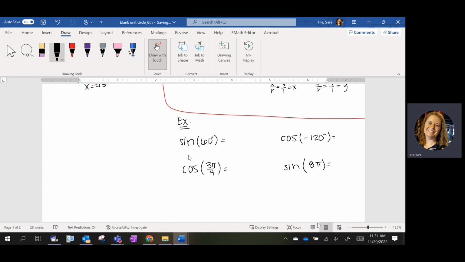If you're asked for sine or cosine of an angle, and it's an angle on the unit circle, it doesn't matter if it's given in radians or degrees, as long as it's an angle that you've filled in on the unit circle, you should know the answer by looking at your circle. So for instance, sine of 60 degrees. I'm going to look at my unit circle. I'm going to find 60 degrees.